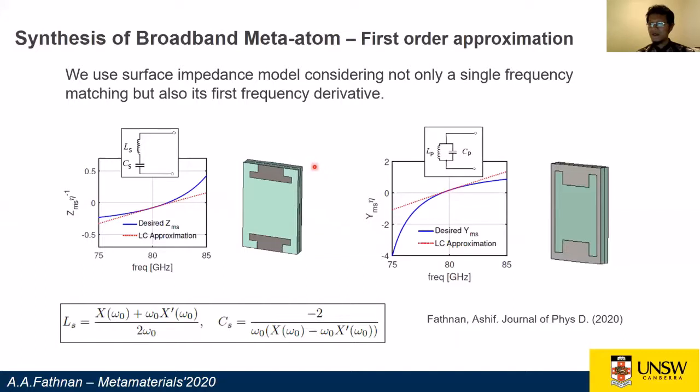The L and C requirements can be analytically obtained by using this formula, where X is the imaginary part of the impedance, X prime is the derivative with respect to frequency, and omega 0 here is the center frequency. These derived LC requirements can facilitate the design of a realistic structure. Here, for LC series, the meta-atom is realized as a simple dog bone structure, and for LC parallel, the meta-atom is realized as an inverse dog bone structure.